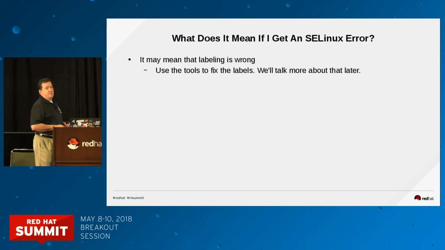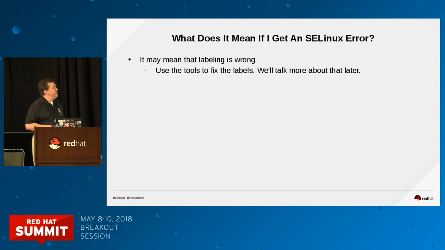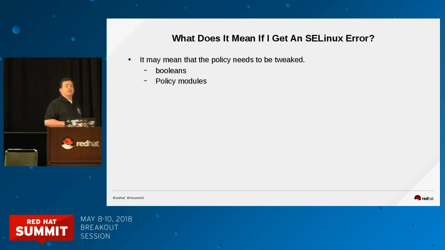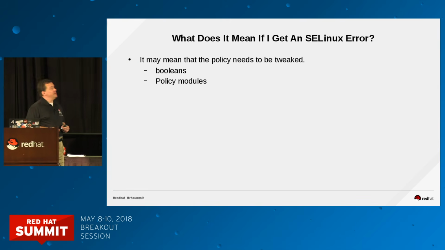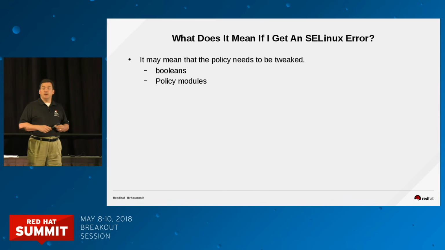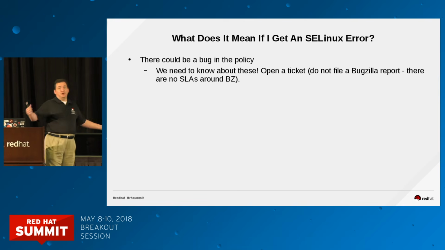It could mean something very simple, that the labels are wrong. And that's probably the most common case, is something got mislabeled. And I'll show you how to use the tools to fix the labels. It could mean that the policy needs to be tweaked, and that's also really common. There are a number of ways that we can fix that. We can set a Boolean, or we can create a policy module, and I'll show you how to do those in just a second. There could be a bug in the policy.